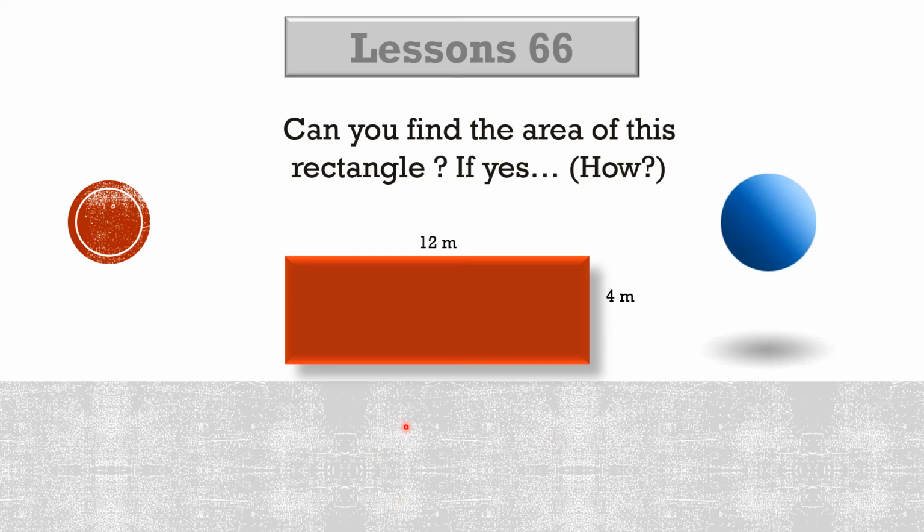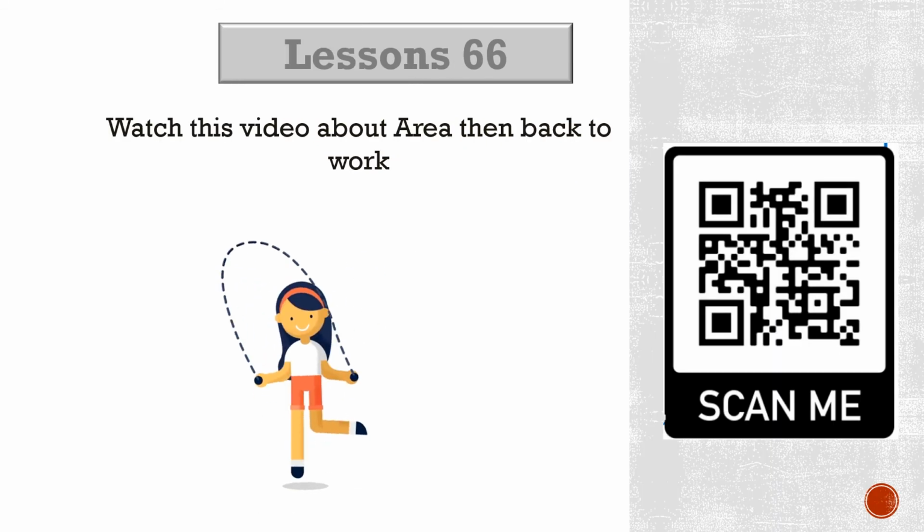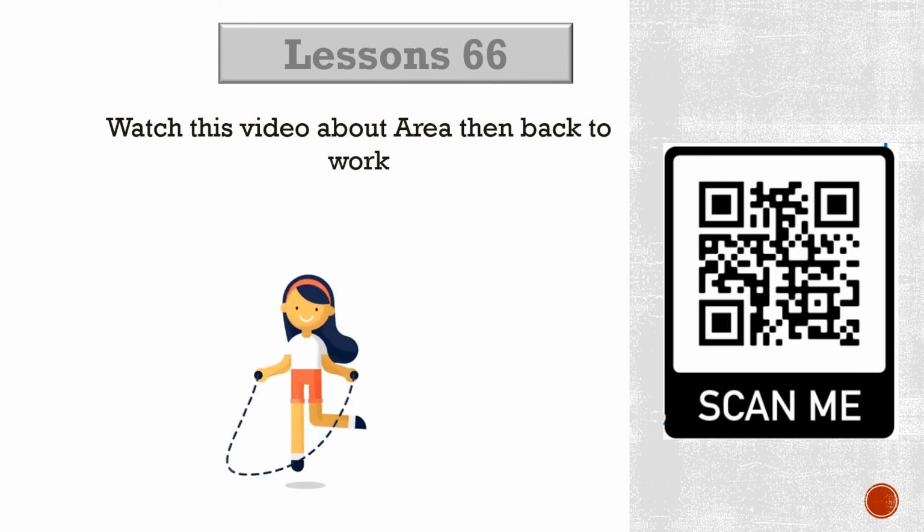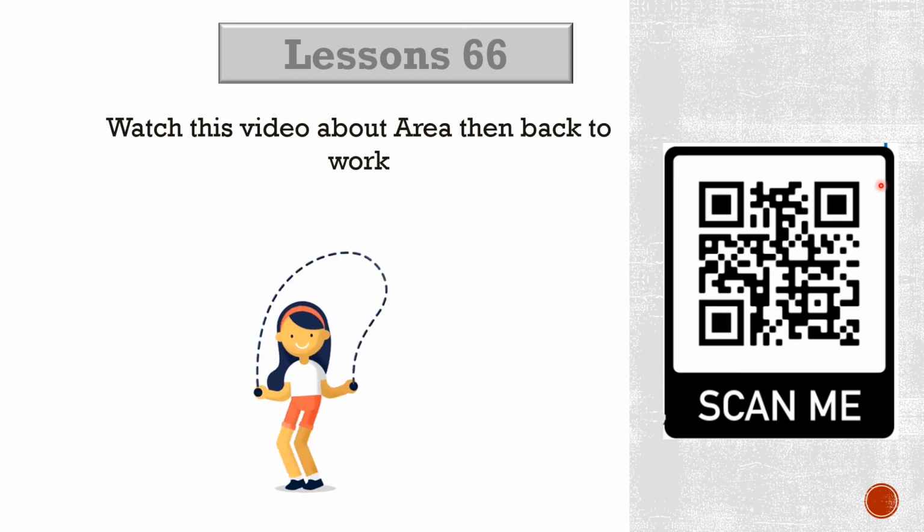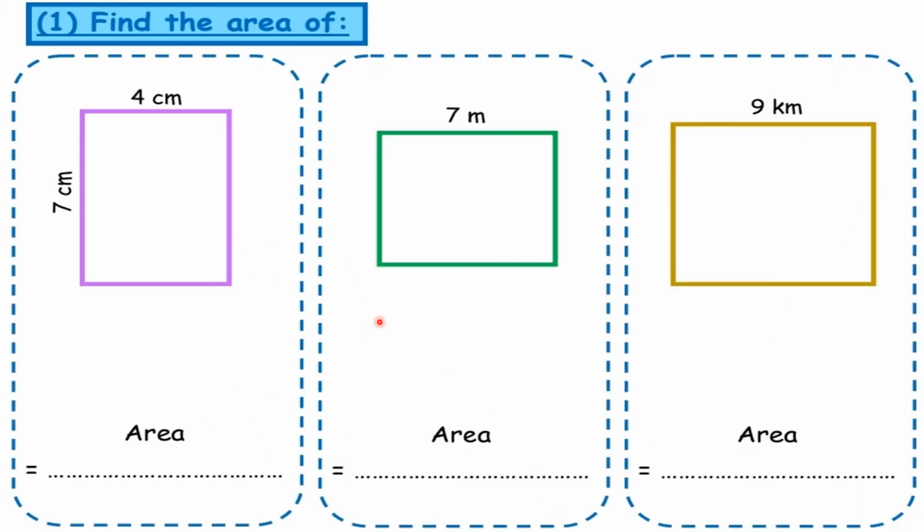Okay, can you find the area of this rectangle? If yes, just tell me how. If you don't know how to find the area of a rectangle, just scan this and you will find it. Find the area of this rectangle. As we know, the area of a rectangle is length by width. So I have here 4 and this is 7, so 4 by 7 will be 28 centimeters.